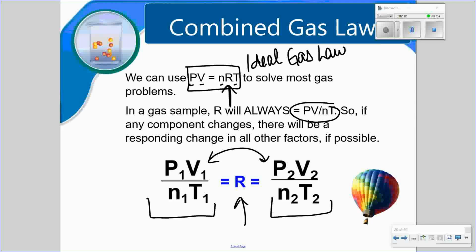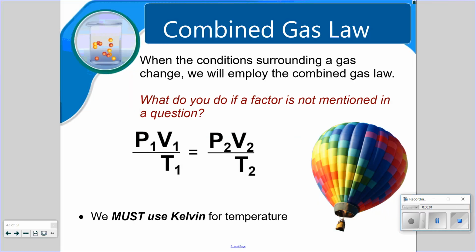It's important to note that typically when we use the combined gas law, we are not going to use n1. Normally that's going to be more or less non-existent because we're using the same amount of gas. We're simply going to be changing the pressure, the volume, and the temperature. So remember, we're typically going to use the combined gas law when we have two sets of conditions surrounding one gas. But what do you do if one of the factors is not mentioned in a question or is held constant? In that case, you would simply take that variable in the combined gas law and get rid of it.